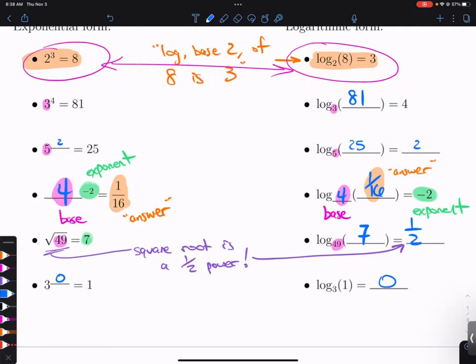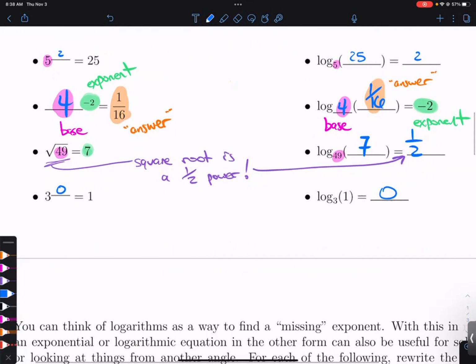Are we all right with stuff so far? Are there any questions about things? All right, let me throw one more at you. What is that as a logarithm?